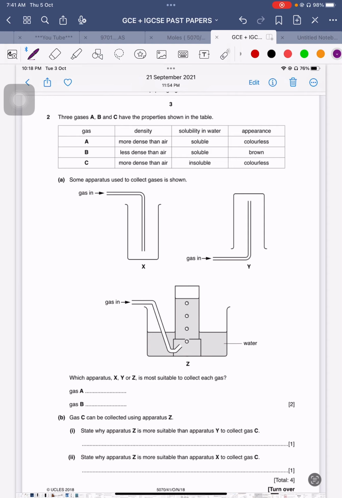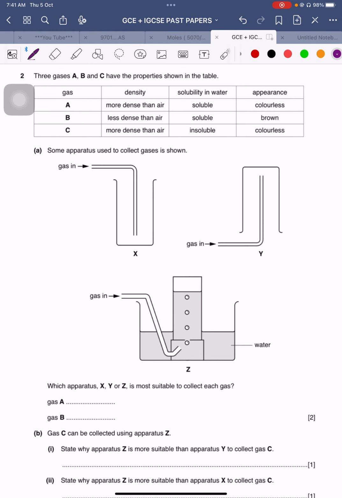Three gases A, B, and C have the properties shown in the table. So A is denser than air, and it is soluble in water as well. So it means that A cannot be collected through Z. A should move down as it is denser than air. So for A, I believe it is X. Why? Because in X the gas is coming downward as it is heavier.